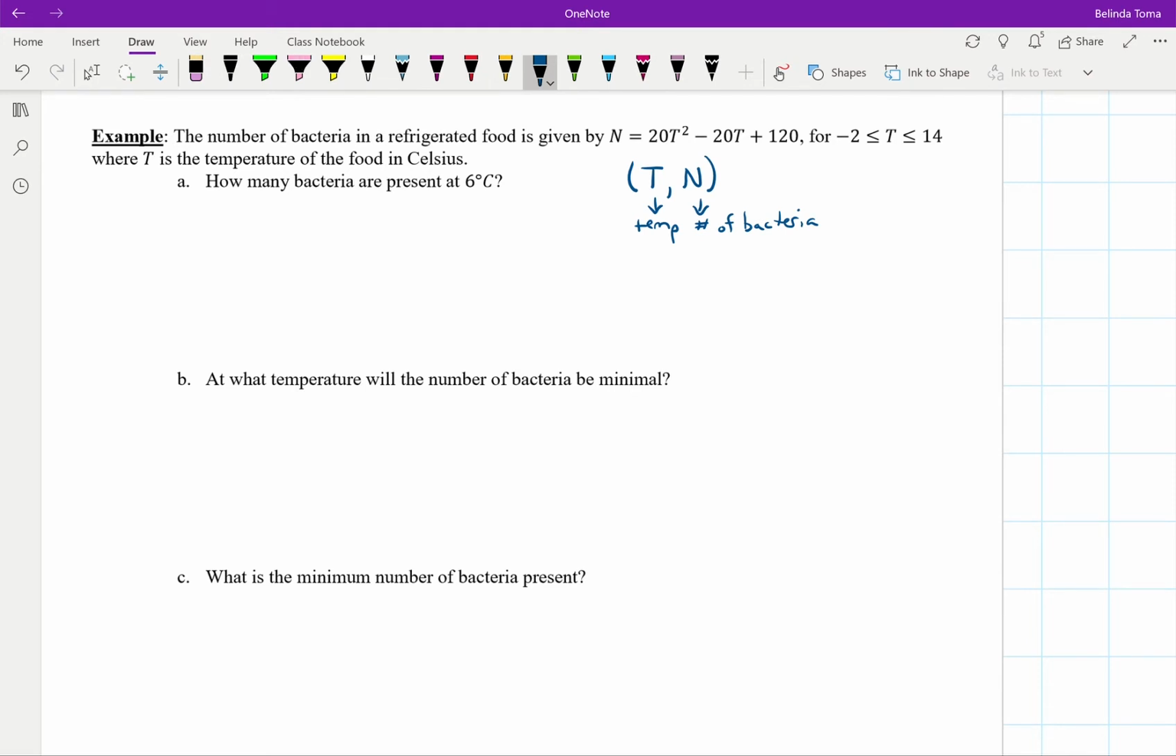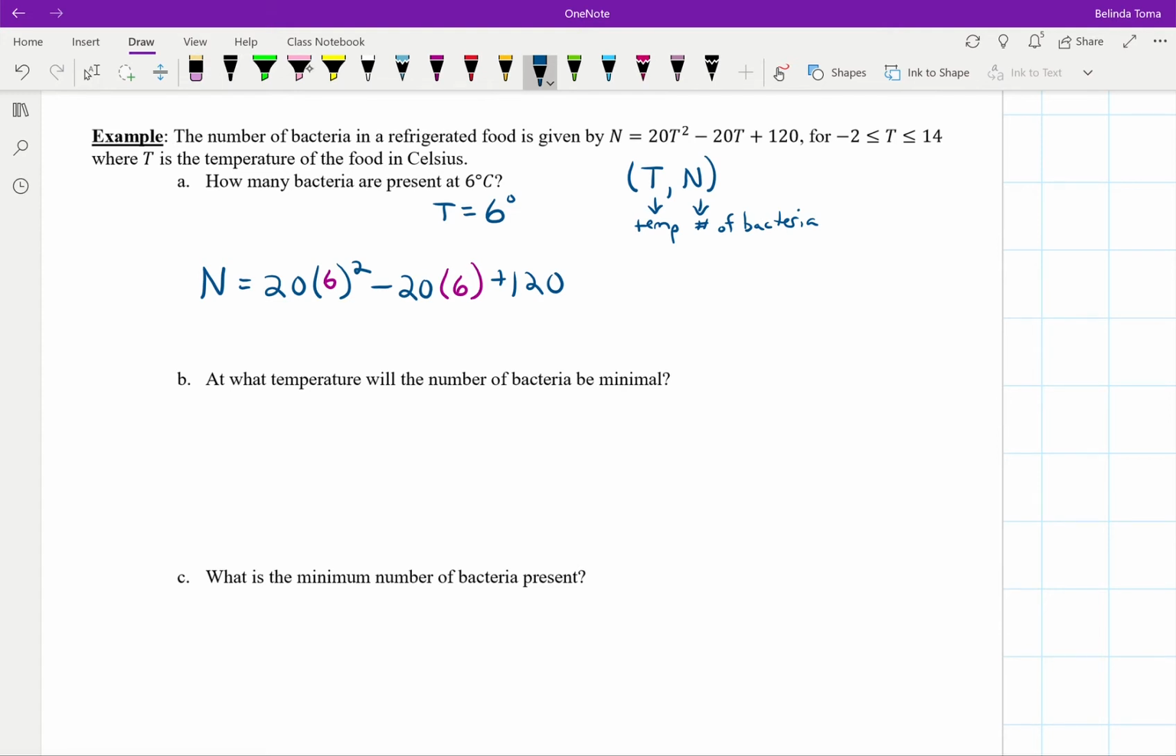So what we want to know in this part A is how many bacteria are present at 6 degrees. Well, 6 degrees is a temperature, and so that means that we're going to be able to just take the function and replace all of the T values with the 6 degrees Celsius. And then we can evaluate for the number of bacteria. So again, what I'm doing is just putting it in a different color so we can see that we are replacing all of those T values with 6 degrees. And because 6 degrees is within the range given, there's no problem there.